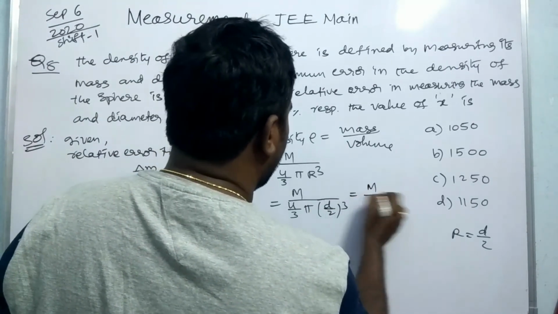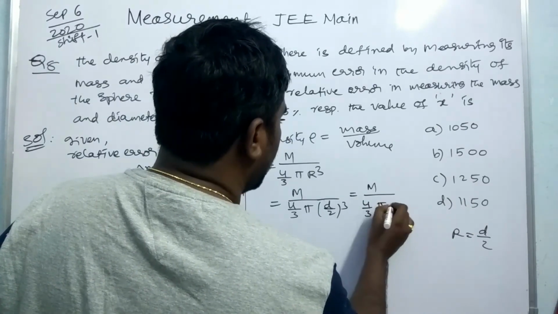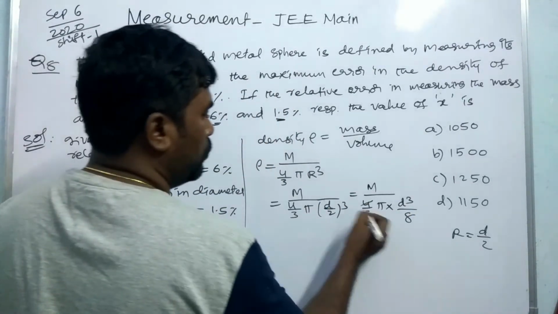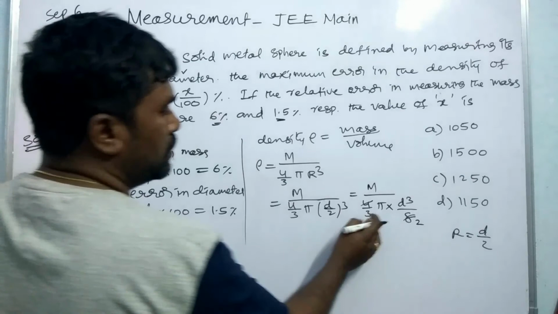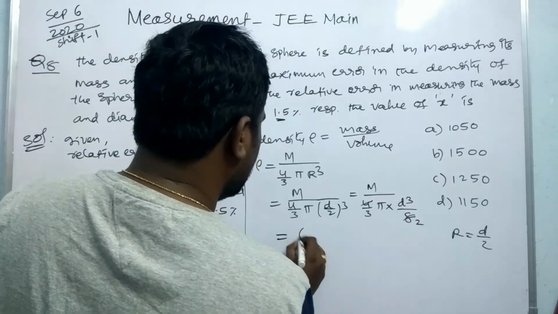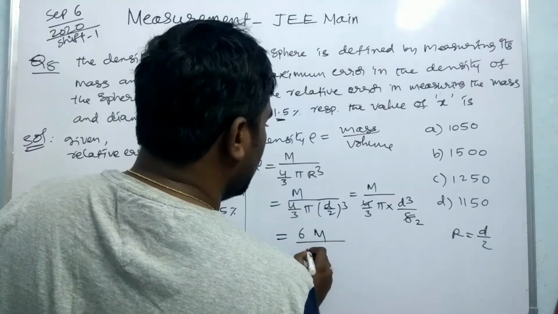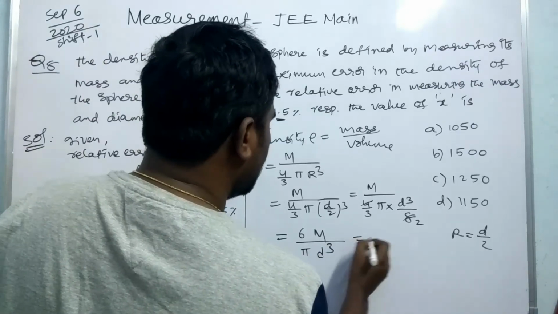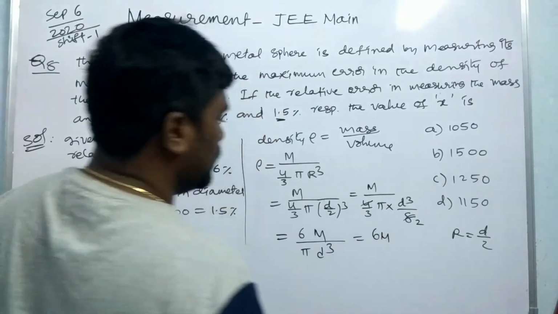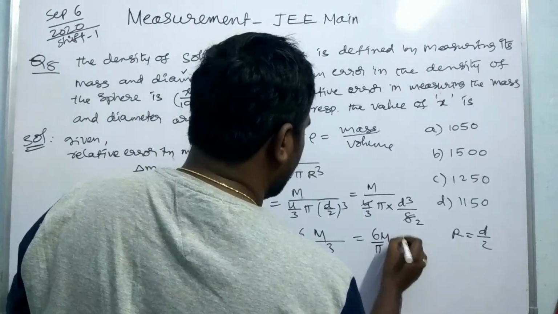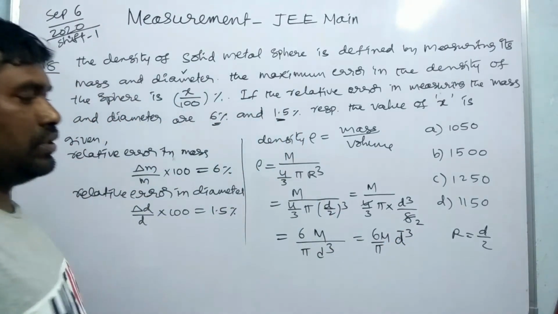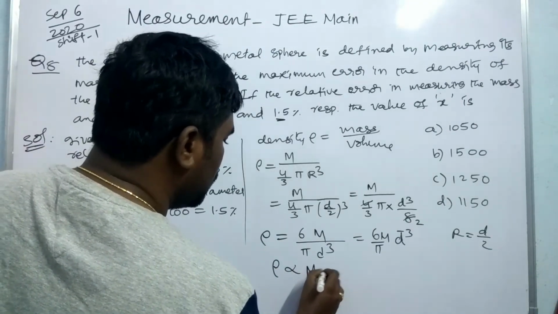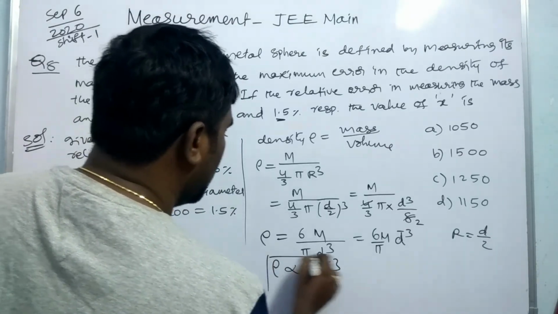It is equal to m by 4 by 3 pi into d cube by 8, since 2 cube is 8. Four 2s are, okay, three 2s are 6. So it is 6m by pi d cube, which is equal to 6 by pi m d power minus 3. So d should be d power minus 3. This is the relation of rho: it is directly proportional to the mass and to d power minus 3. So this is the final relation.